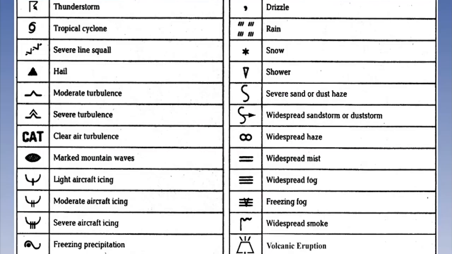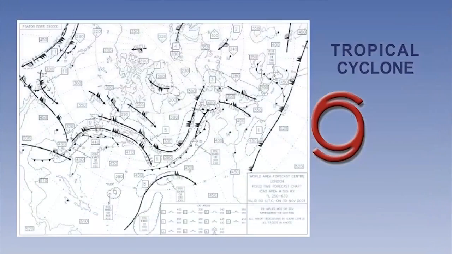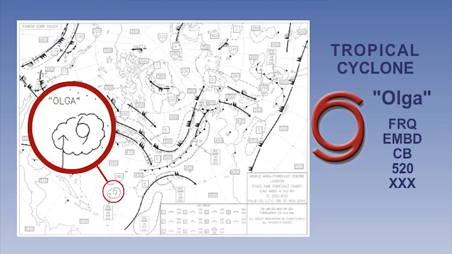The next phenomena which we will look at are tropical cyclones. These severe storms are shown on SIG weather charts by this easily recognizable symbol. The symbol is always accompanied by the name of the storm, in our example, Olga. Tropical cyclones are often associated with an intense area of cumulonimbus activity, which is sometimes highlighted on the SIG weather chart by the letters FRQ, indicating frequent.